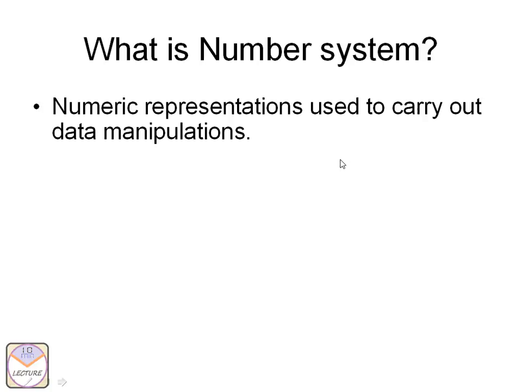A number system is a simple representation of numeric data, that is digits, used to carry out data manipulations. As far as the computer is concerned, various data manipulations are carried out inside a computer in some form of number system. Maybe it is decimal, hexadecimal or binary. Assembly languages are usually hexadecimal.